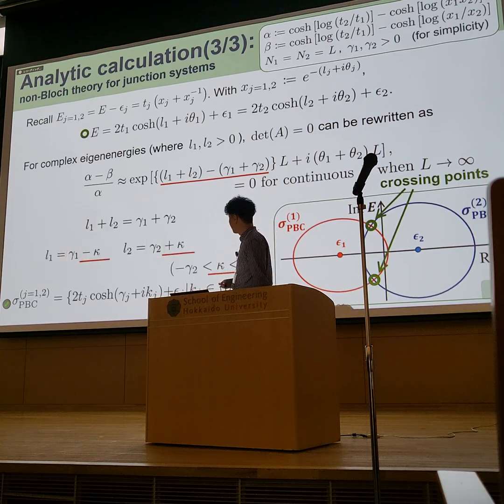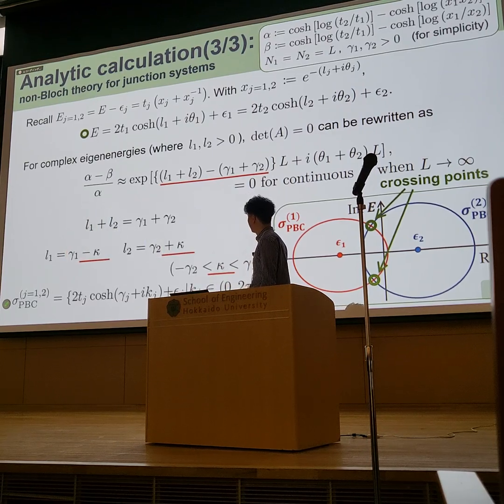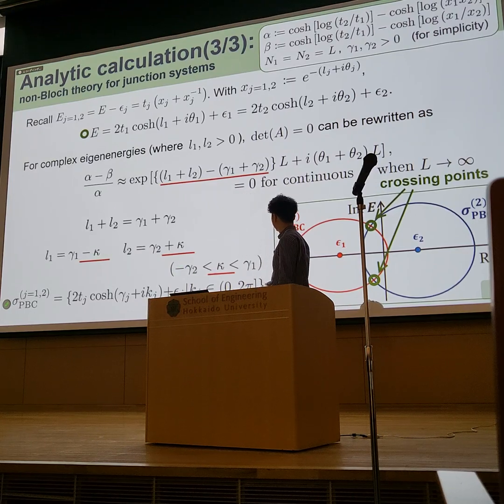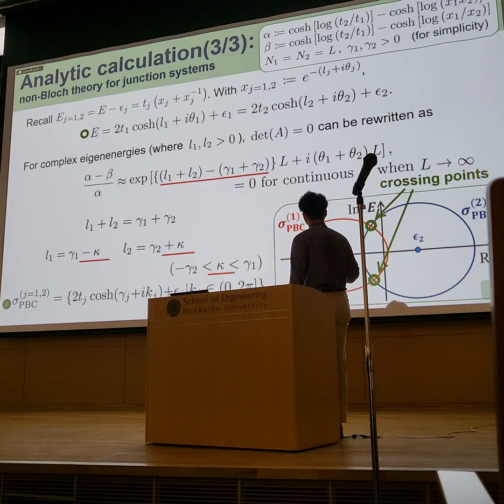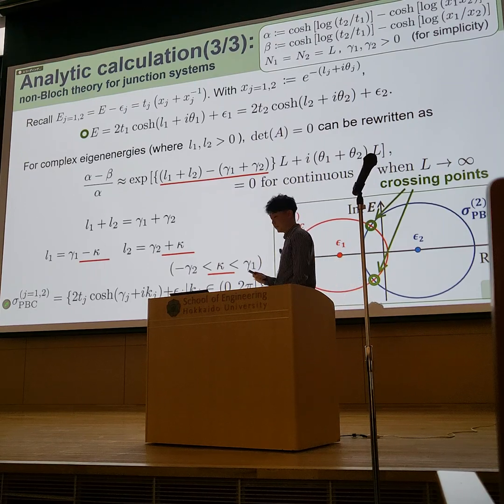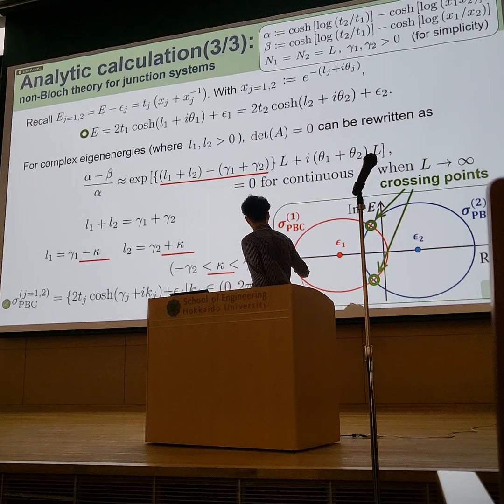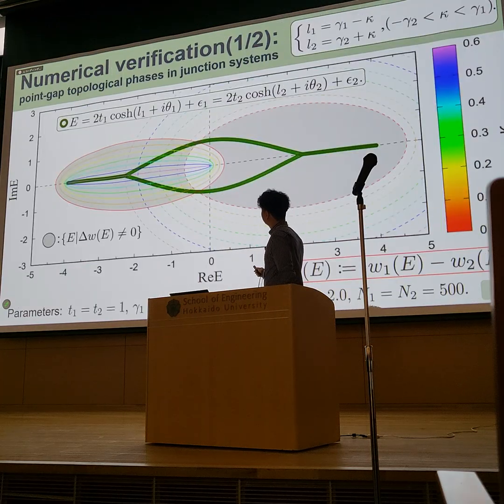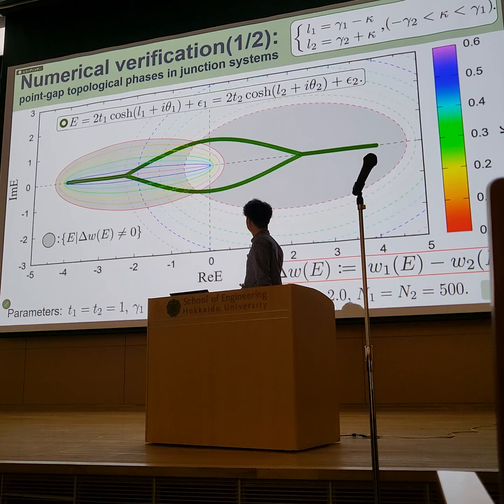So with the real parameter kappa varying within the allowed range, for example, if the value of kappa is positive, then you can see that this ellipse shrinks and the other expands. Then the spectrum for the junction system would form a curve connecting their intersections. This is an actual numerical result for the junction system. The PBC spectrum of the junction system, obtained through numerical diagonalization with the parameters here, is plotted in gray. And the gray area indicates the places where W is non-trivial.